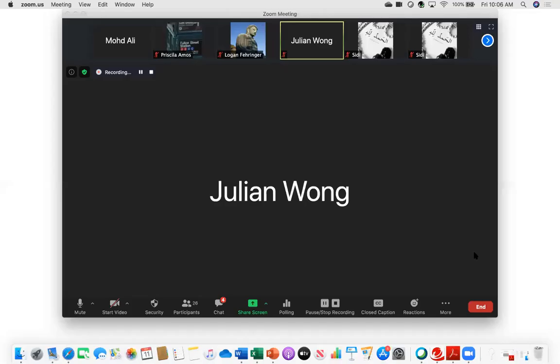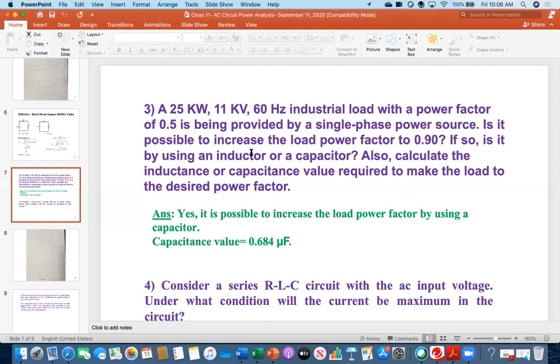Once again, everybody read the question. We will look at the solution in the next class, as we don't have time. Initially, the load power factor was 0.5. Now I am asking, is it possible to increase the load power factor to 0.9? I want to increase it because I want to increase my active power, VI cos theta.